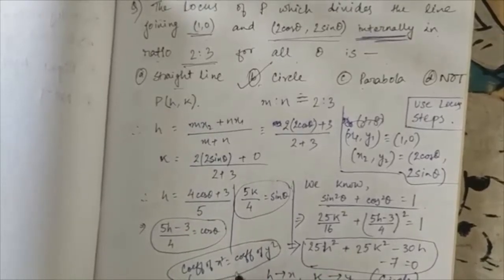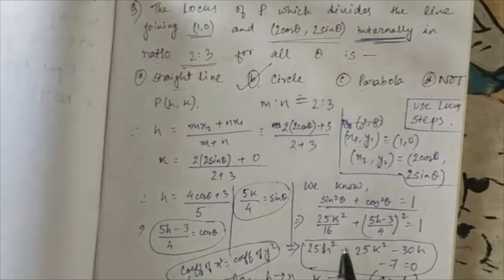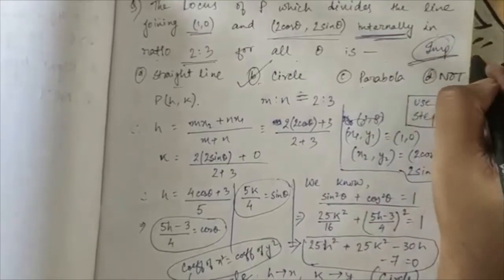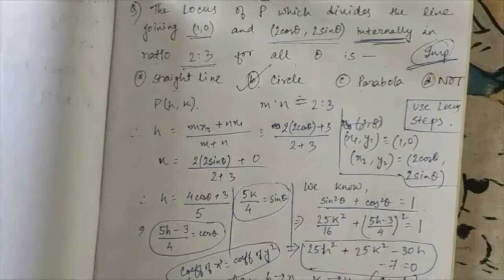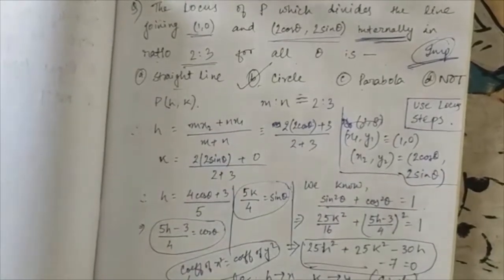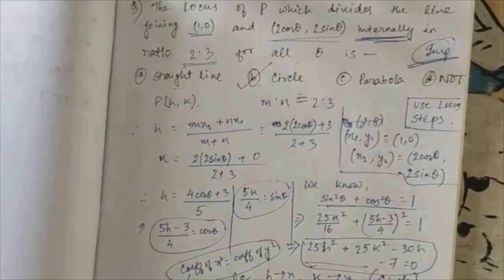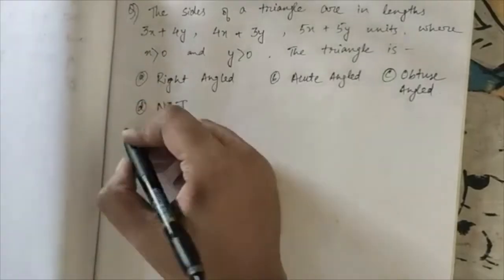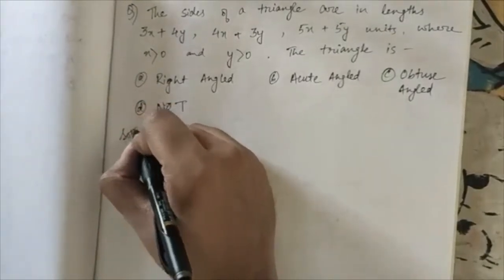The locus of the point P will be a circle, since the coefficient of x square and the coefficient of y square are equal. There is no xy term in this equation, so we don't have to check whether it's a parabola, ellipse or a hyperbola. Since there is no xy term and h square and k square have similar components, it will be a circle. Now coming to the next question.